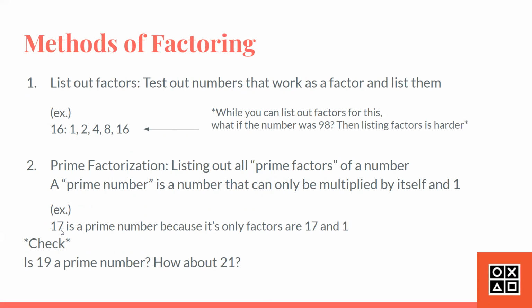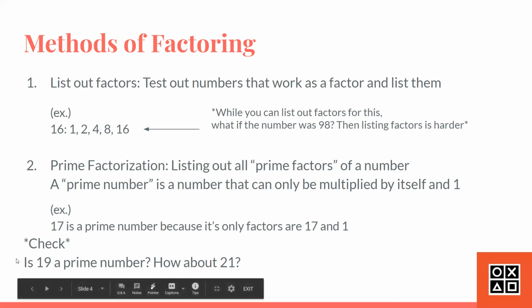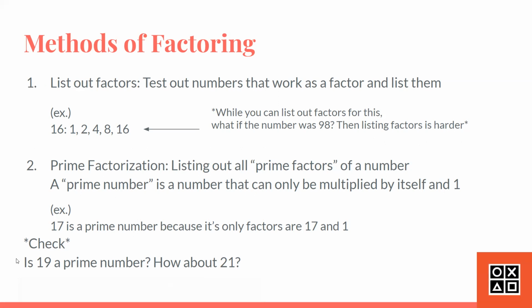So for example, 17. The only factors of 17 are 17 and 1. Therefore, 17 is a prime number. Let's check. Is 19 a prime number? We can see that there are no other factors other than 19 and 1. So 19 is a prime number. How about 21? 21 is not a prime number because you can multiply 7 and 3 to get 21, and 1 and 21 to get 21. Therefore, it is not a prime number.